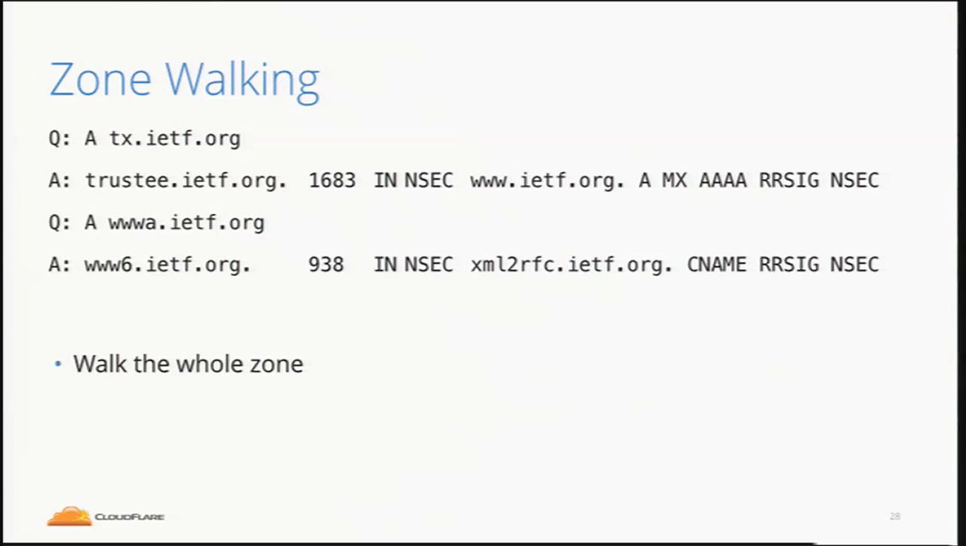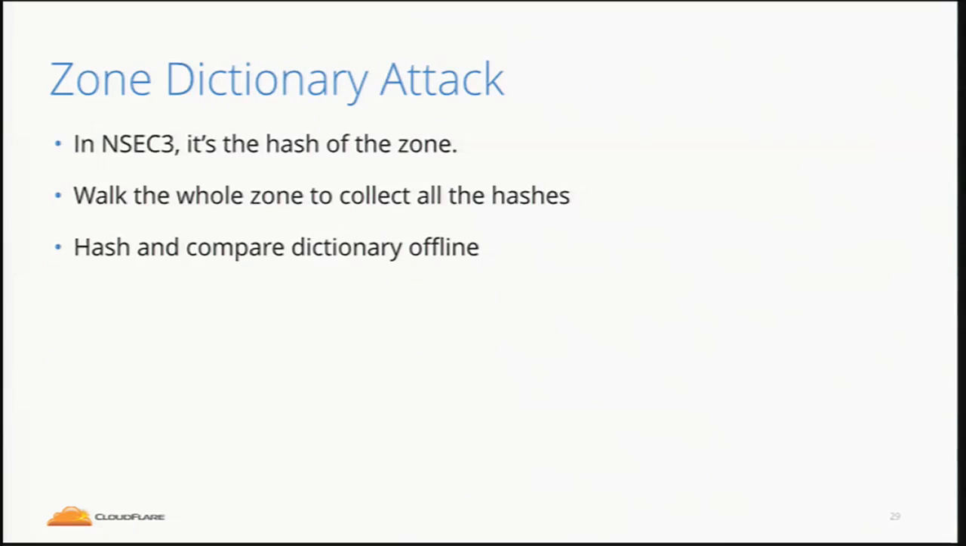So, for example, if you query IETF and you look for tx.ietf, it says, no, there's nothing between trustee and www. And if you ask for wwwa, there's nothing between www6 and xml2rfc, which just this alone is a little indicative of the fact that IETF doesn't necessarily want you knowing that trustee exists or xml2rfc exists. This is sort of removing zone privacy. So if you just keep guessing the next gap, you can figure out what every single subdomain is, right? That's not necessarily a good thing.